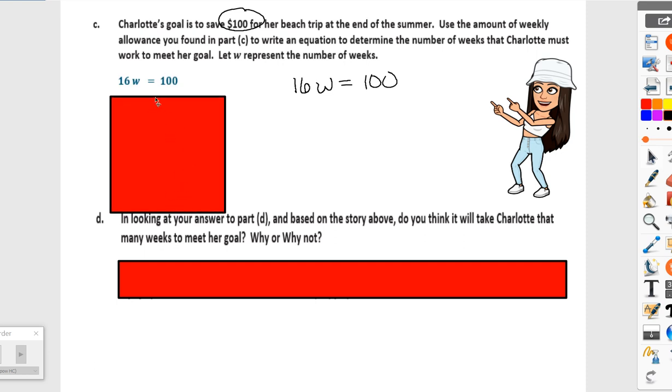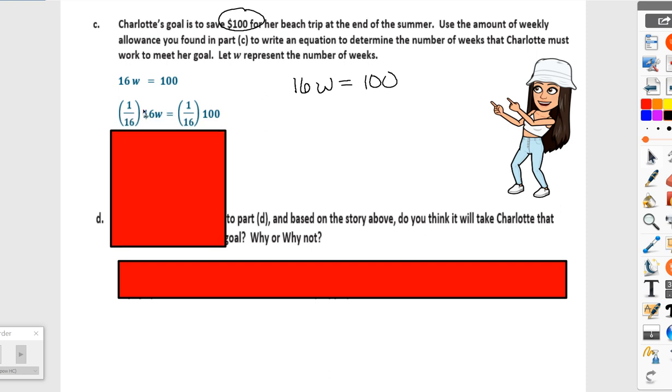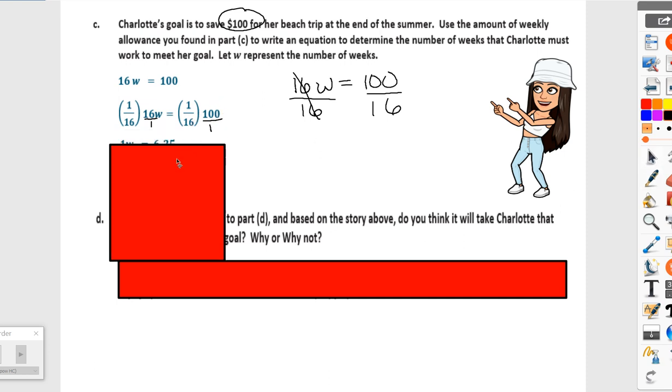What are we going to do to get the W by itself? They multiplied by 1/16 because it was 16/1, so they multiplied by the reciprocal, which is the same thing as dividing by 16 on both sides. Because right over here, we're still going to end up getting 100 divided by 16. When you do that, we get W equals 6.25.